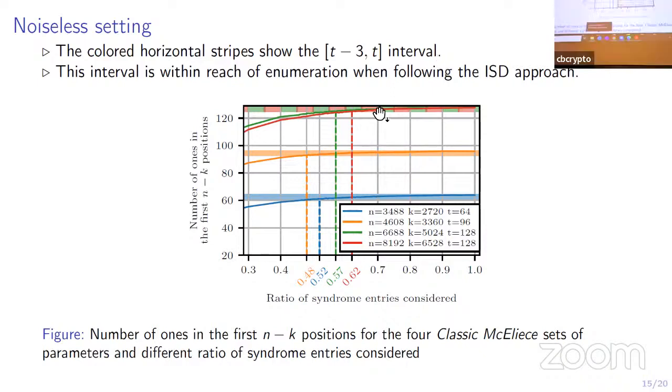Okay. But I'm not referring to more advanced ISD algorithms, but just the fact that you could sample from the first n minus k plus something entries and choose the information set from there. So this would be a very easy extension of the analysis.